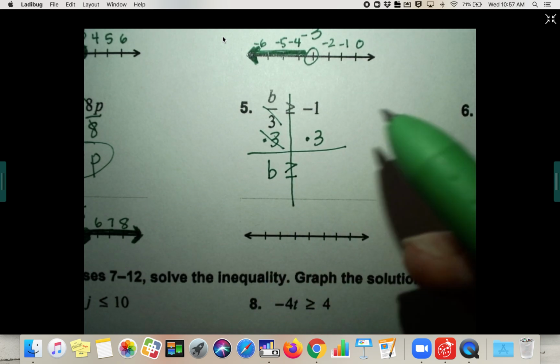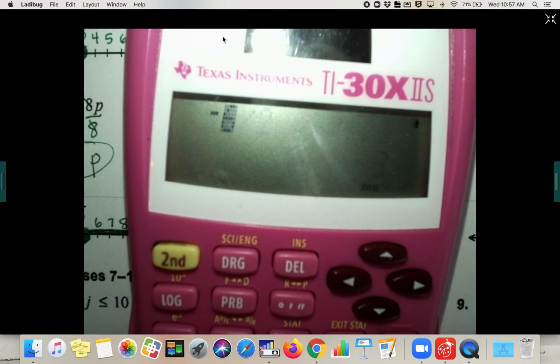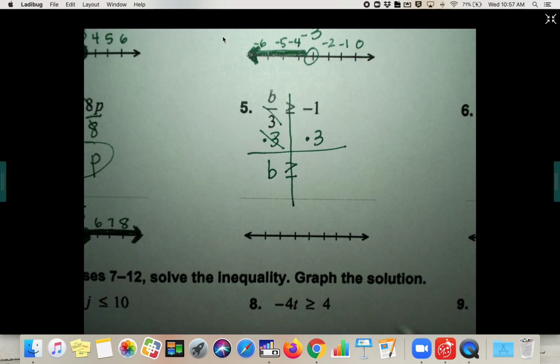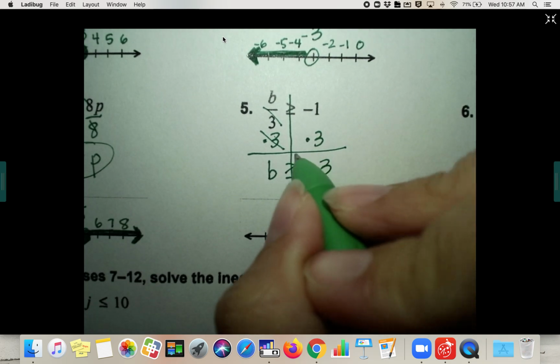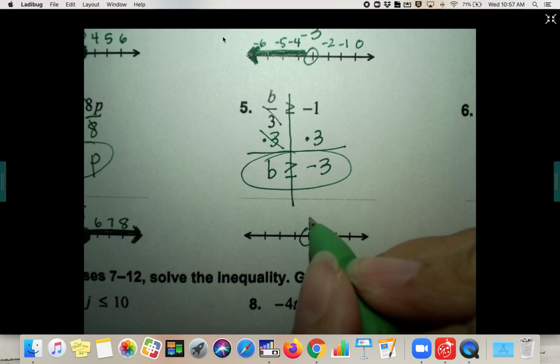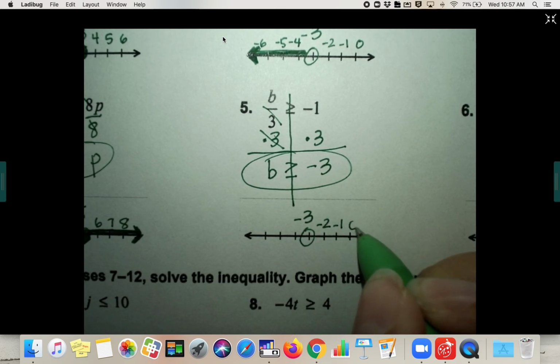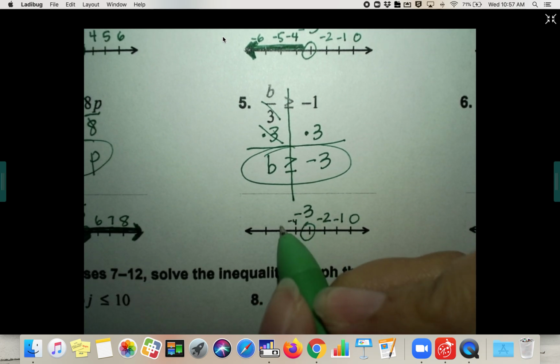And that symbol, which is greater than or equal, and -1 times 3, if you're not sure, always check with your calculator. It is -3. All right, so we're going to drop a -3. Numbers to the right get bigger. Numbers to the left get smaller.